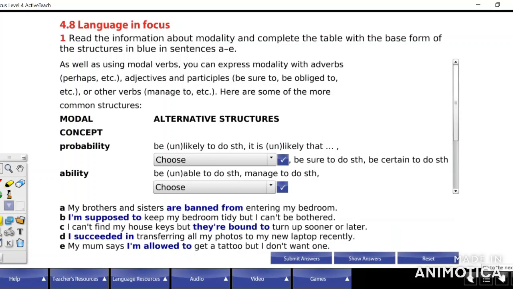We're going to start with the information here. Read the information about modality and complete a table with the base form of the structures in blue in sentences A and E. Okay, so I have to look at the bottom of my screen. For you in your book, I think you can also find them there. So we have 5 sentences.